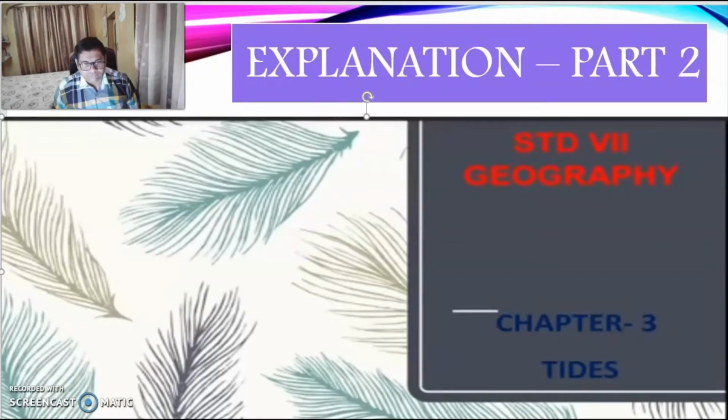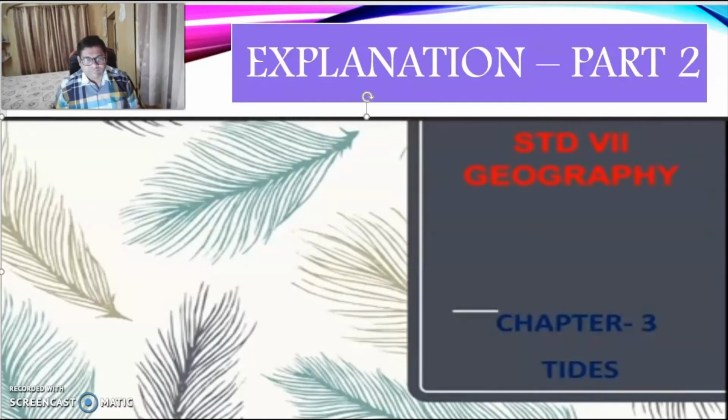Yes. Today we will go ahead with the second part of our third chapter, tides. In the first part, we learned how tides occur, what tides are called, and their duration. What are we going to learn in our second part? In our first part, we learned about high tides and low tides. High tide is when the water level is closest to the coast. When it is far away from the coast, it is the low tide.